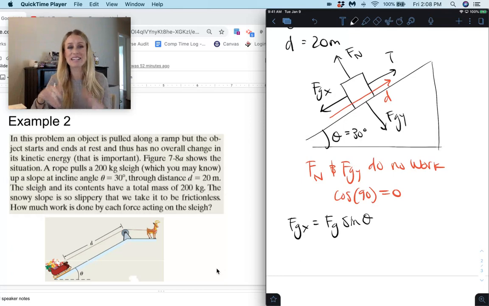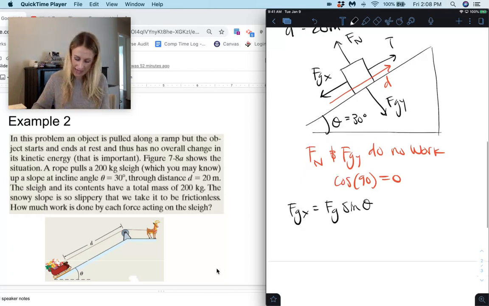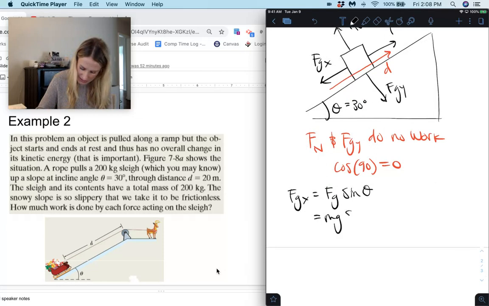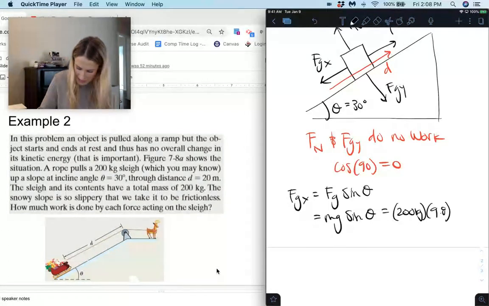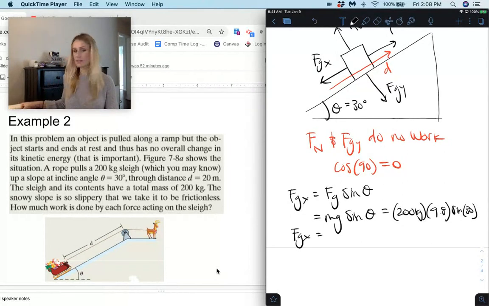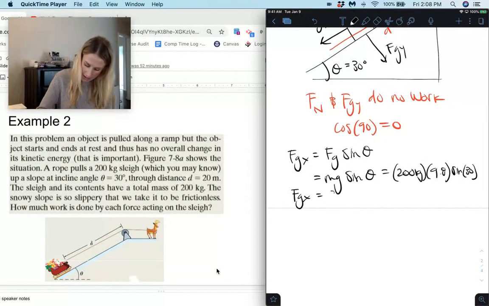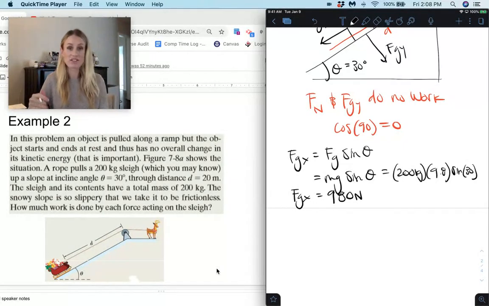And that's because of like triangles. So we end up getting mg times the sine of the angle, which we know the mass is 200 kilograms, times the acceleration of gravity, 9.8, times the sine of 30 degrees. So our force of gravity in the x direction ends up being, here's my calculator, 200 times 9.8 times the sine of 30. We end up getting 980 newtons for the force of gravity in the x direction.